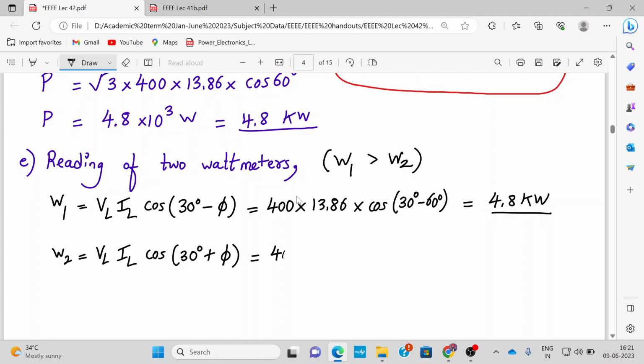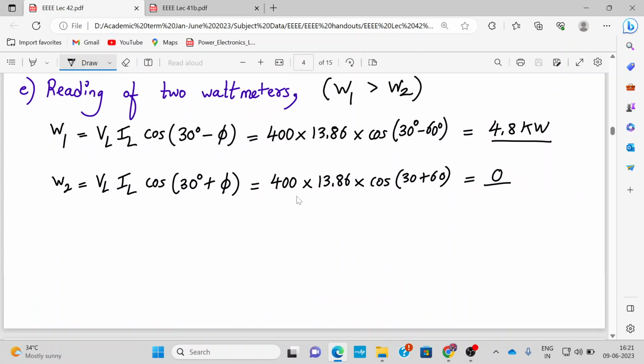Then next will be 400 into 13.86 into cos of 30 plus 60. That will be cos 90, and cos 90 is 0. Alright. So the readings of the two wattmeters are 4.8 kilowatts and 0. So one wattmeter is reading around 4.8 kilowatts, other is reading 0. As we can see, the total power measured in a 2 wattmeter method will be given by W1 plus W2, and that is same as 4.8 kilowatts. Alright. So this answer seems to be correct.